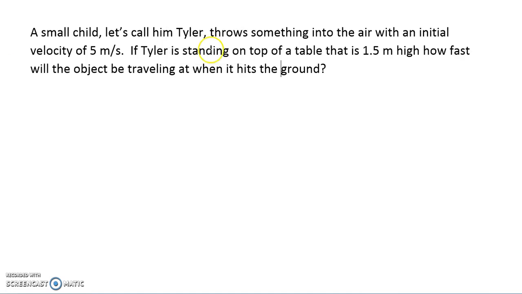So here's our problem. Small child, let's call him Tyler. I don't know why, maybe it's my son or something. Throws something into the air with an initial velocity of 5 meters per second. If Tyler is standing on top of a table that is 1.5 meters high, how fast will the object be traveling when it hits the ground?